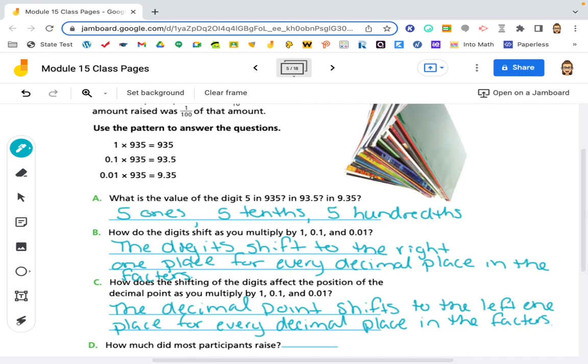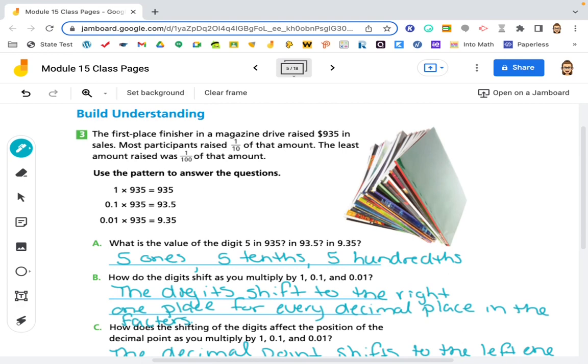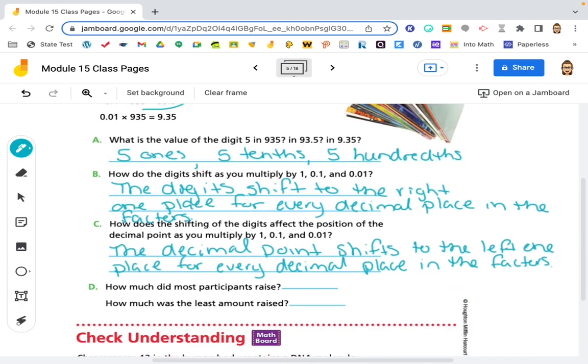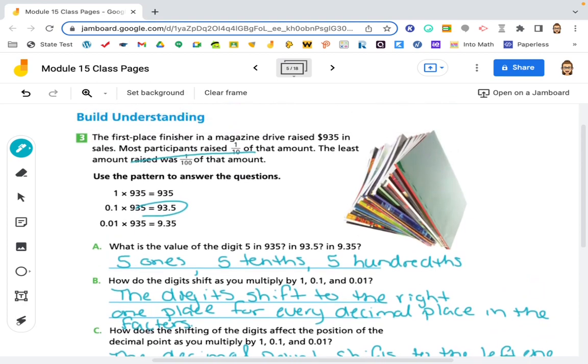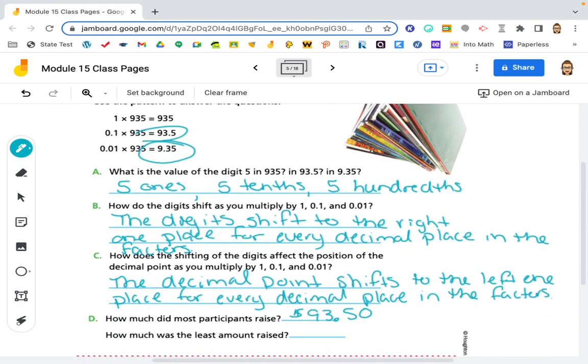So how much did most participants raise? So the most participants raised was, if we come back up here, most participants raised 1/10, so 1/10 would be the 93 and 5/10. So $93.50, and the least amount raised was 1/100th, so that would be $9.35.